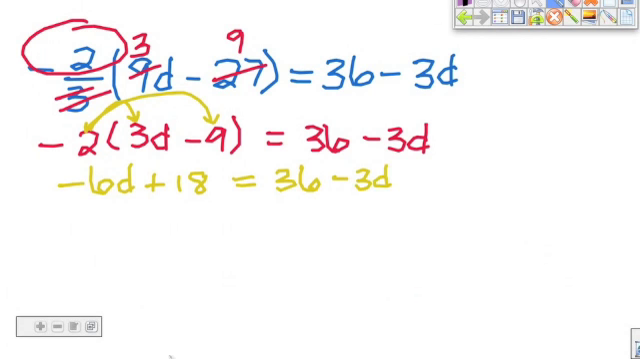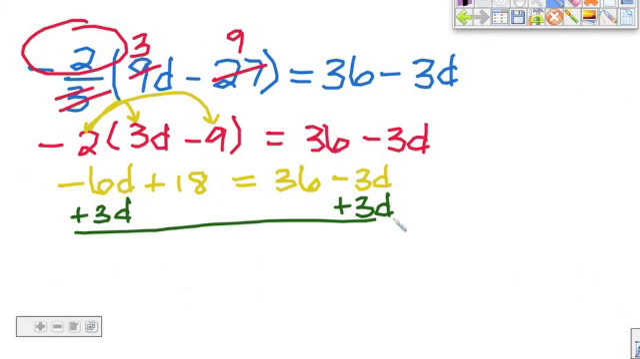Okay. Now let's go ahead and combine our like terms. Let's go ahead, I'm going to add 3d, doing the inverse of a negative 3d, which was a positive 3d. And what I do to one side, I'm going to do to the other, which cancels these 3d's. Negative 6 plus 3 is going to give me negative 3d plus 18 equals 36.